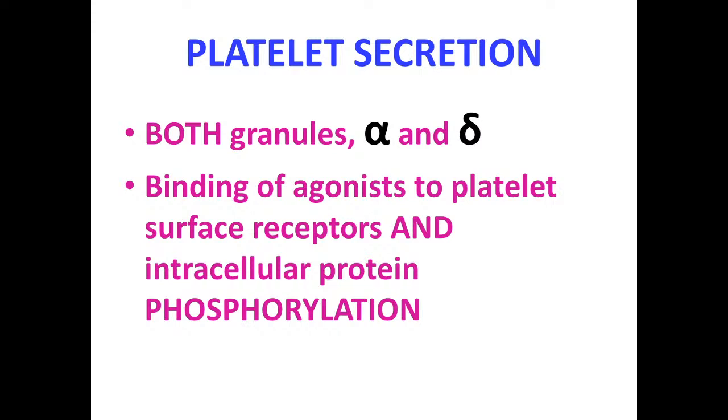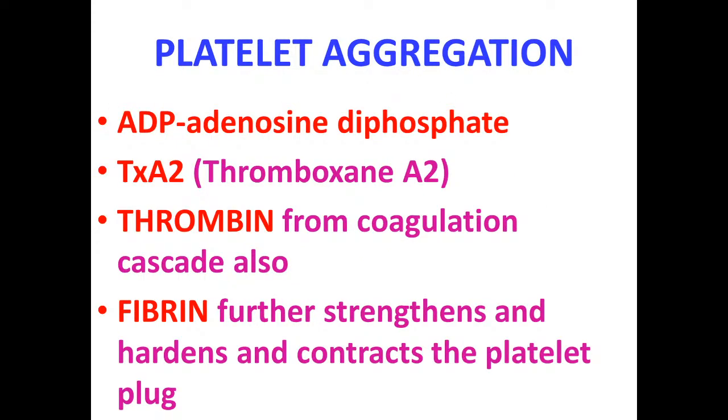Second step, platelet secretion, of both alpha and delta granules, and binding of agonist to platelet surface receptors and intracellular protein phosphorylation. And third step, platelet aggregation, mediated by adenosine diphosphate, thromboxane, thrombin from the coagulation cascade, and fibrin, which further trap and contract the platelet plug.